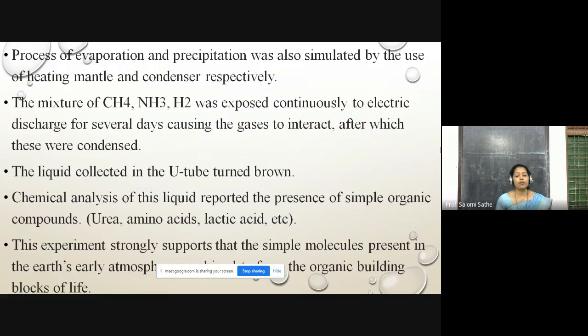Now, the process of evaporation and precipitation. I repeat, the process of evaporation and precipitation was also simulated by the use of a heating mantle and condenser respectively. Now, what happened? The mixture of CH4, methane, NH3, ammonia, and hydrogen gas, H2, was exposed continuously to that electrical discharge for several days.